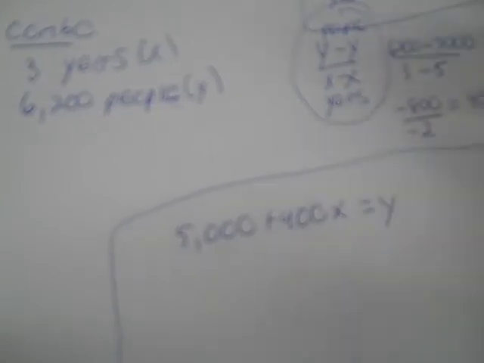Okay, so that's 5,000 equals 1 dot B, but I don't really need to divide by 1. It's going to be the same thing, so that's 5,000. Okay, so now I have my equation: 5,000 plus 400x equals y.